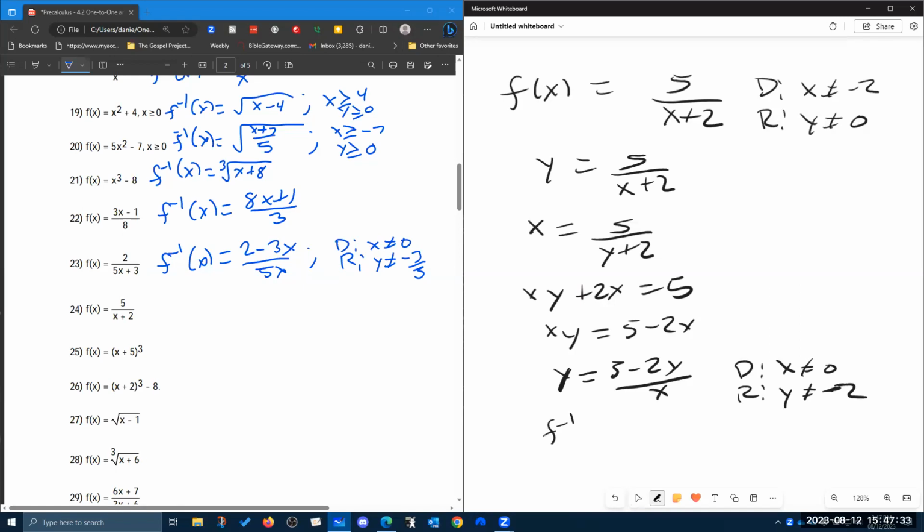F inverse is 5 minus 2x over x. Domain of x not equal to 0, y not equal to -2.